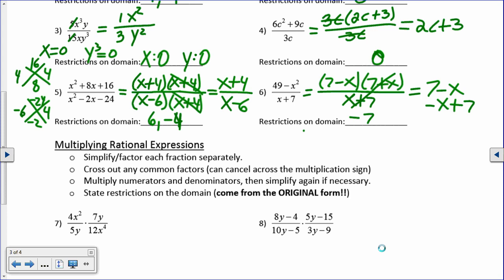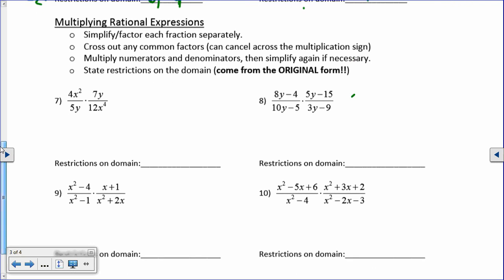Alright, so that's all that you guys have to do for simplifying. You have to factor as much as you can, cancel out what they have in common, and then find restrictions based on the denominators. Okay? The other things we're going to talk about are multiplying and dividing, which are essentially the same thing. We just have an extra operation we have to take care of. So for multiplication, it's going to be the same thing with one extra step. Alright? You're going to simplify by factoring.